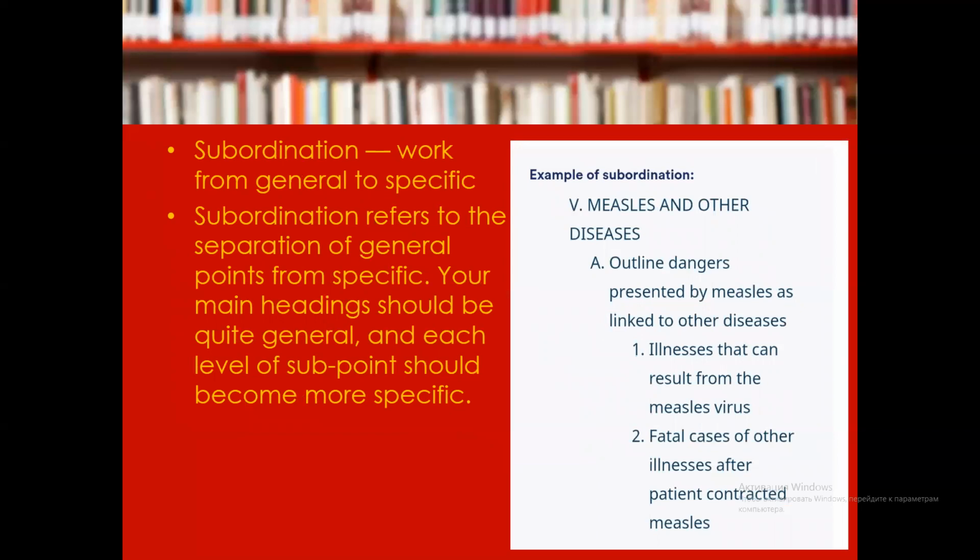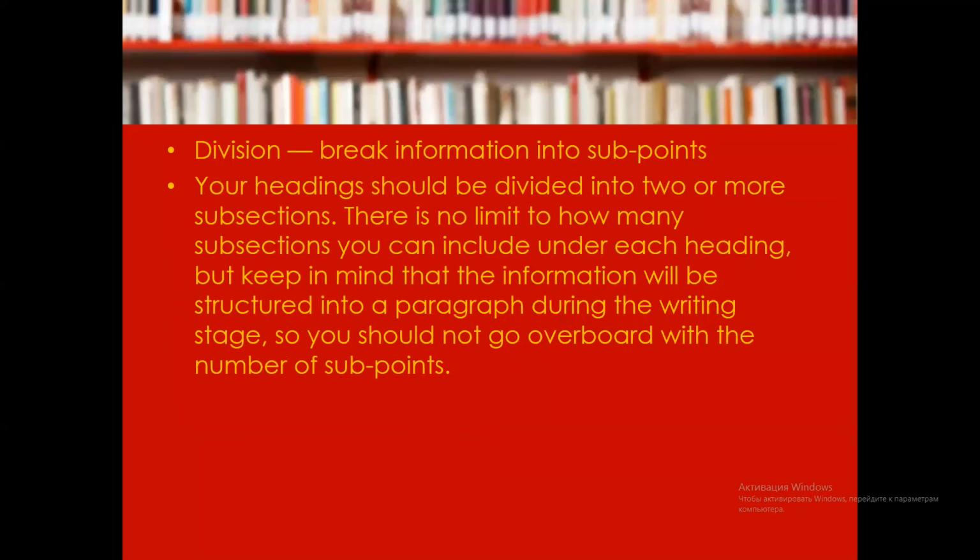Subordination. Work from general to specific. Subordination refers to the separation of general points from specific. Your main headings should be quite general, and each level of subpoint should become more specific. And division. Break information into subpoints. Your heading should be divided into 2 or more subsections. There is no limit to how many subsections you can include under each heading, but keep in mind that the information will be structured into a paragraph during the writing stage, so you shouldn't go overboard with the number of subpoints.